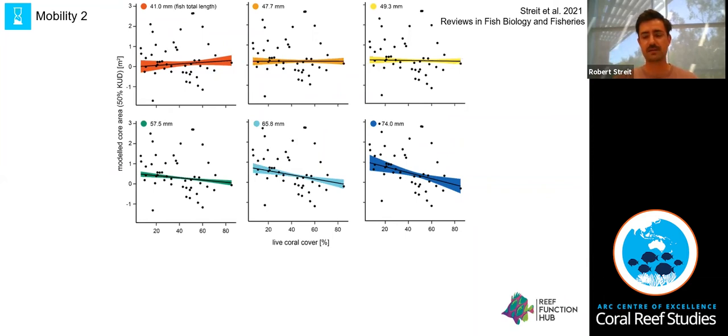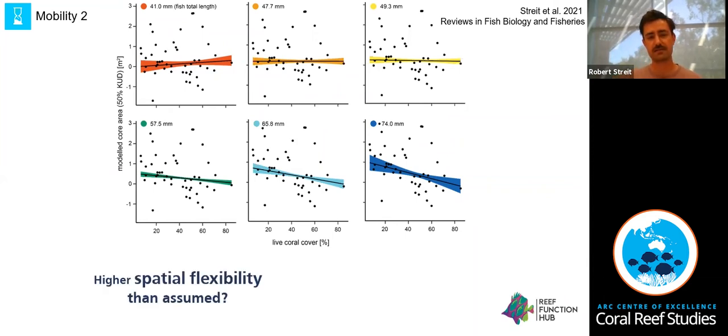So what does that mean? Well, we think it means that these fishes might have higher spatial flexibility than we think, because their movement behavior and their behavior in terms of using space was less closely tied to coral cover, what we would assume based on their observations of them living in corals.